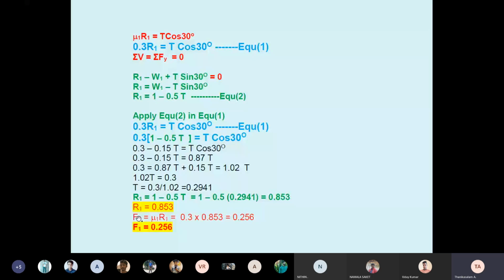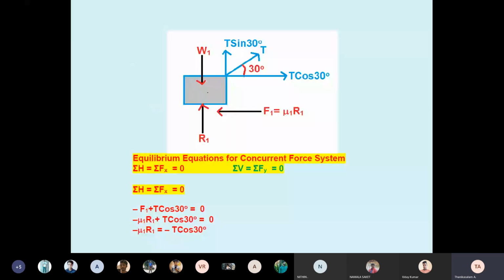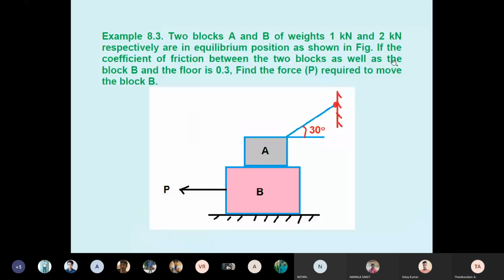F1 equal to mu into R1. Mu value is 0.3, R1 you got. Therefore, F1 is calculated. But this is not our aim. Students, this is not our aim. Our aim is what? They asked, find the force required to move the block B.